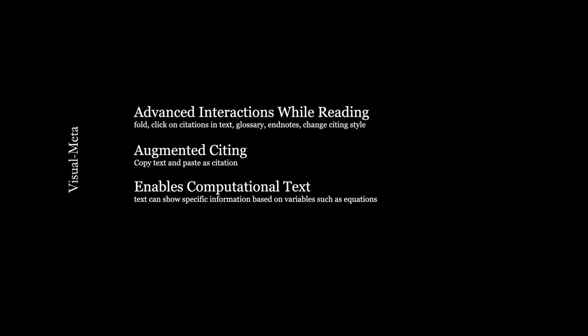Augmented Citing allows the user to copy text from a PDF document and paste it into a word processor, and it is pasted as a full citation, which will be included in the references on export. This is probably the most immediate, powerful feature for a student. In the future, it can also enable computational text, such as having an equation in the text, which the reader software can understand and allow the user to interact with to change the variables.